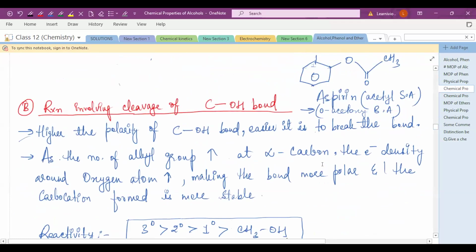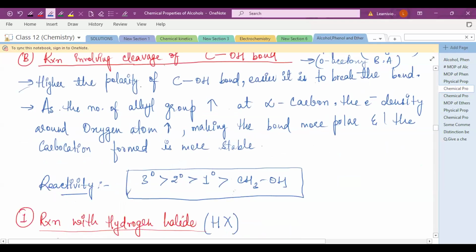Okay. See the next reaction. All these above reactions involve the cleavage of the O-H bond, the oxygen and hydrogen bond of the alcohol. Now we will discuss the reactions which involve the cleavage of the C-O bond, the carbon and oxygen bond of the alcohol. Now see, higher the polarity of the C-O bond, easier it is to break the bond.